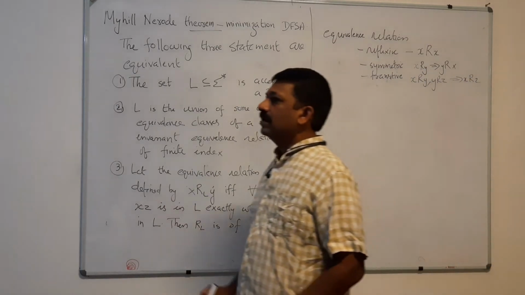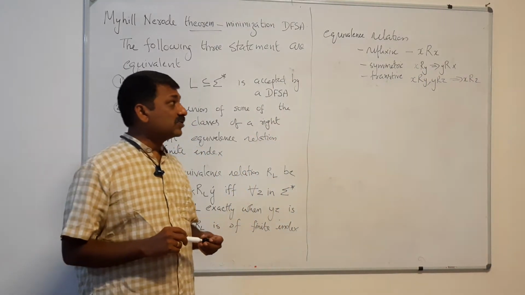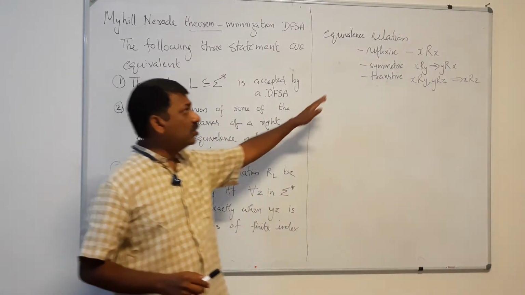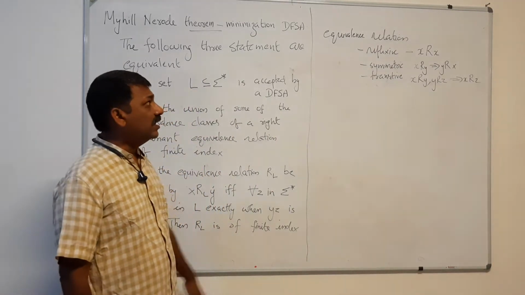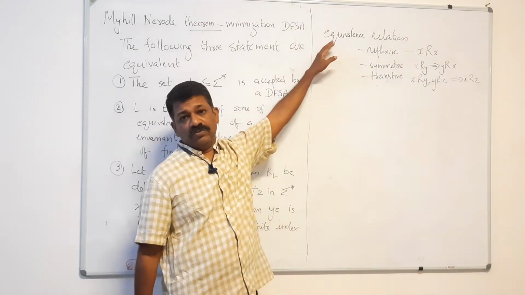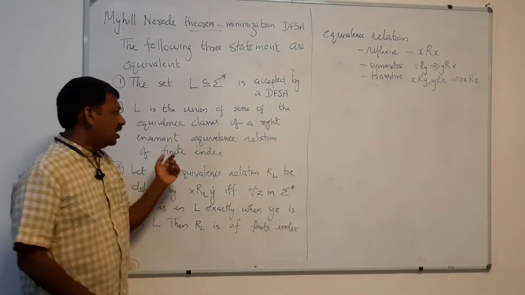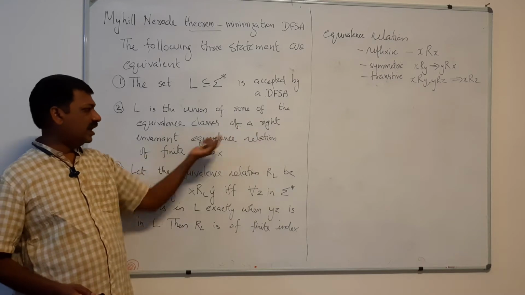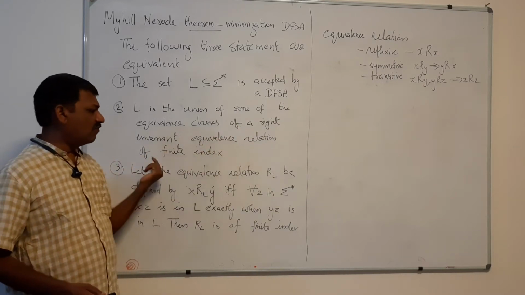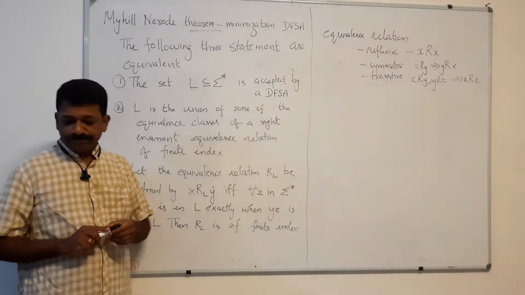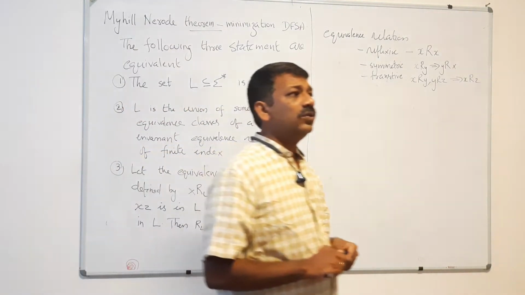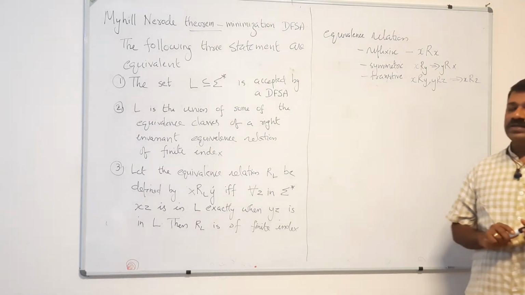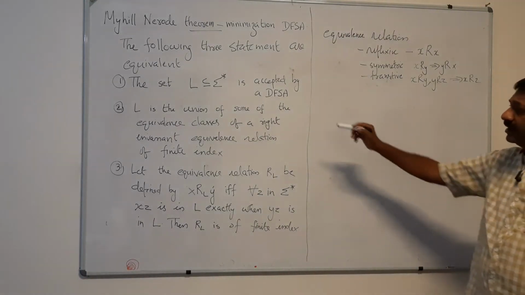If some relation satisfies all these three properties, then that is called an equivalence relation. And L is the union of some of the equivalence classes of a right invariant equivalence relation of finite index. If you have an equivalence relation, then you can partition your entire set.